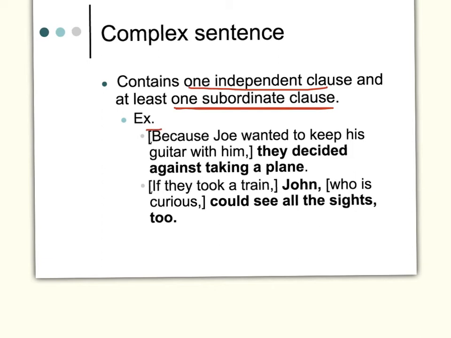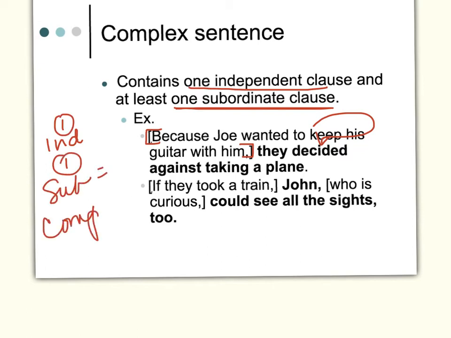Because Joe wanted to keep his guitar with him is a subordinate clause. It does not express a complete thought. In fact, it is an adverb clause telling you why they decided. So in this sentence, they decided against taking a plane stands alone. Because Joe wanted to keep his guitar with him as an adverb clause, you've got one independent, one subordinate, and that equals a complex sentence.